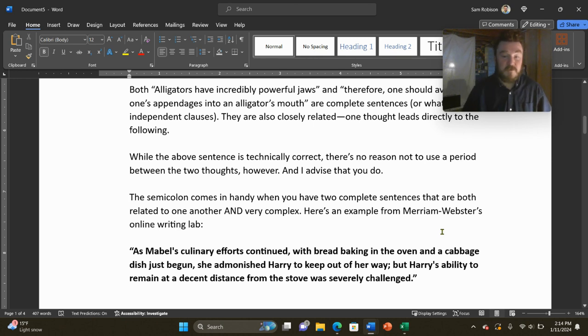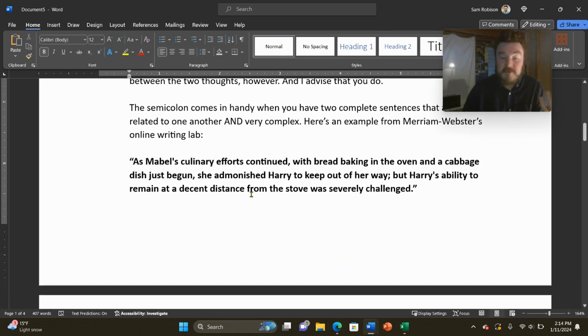Right? So here's an example from Merriam-Webster's Online Writing Lab. As Mabel's culinary efforts continued, with bread baking in the oven, a cabbage dish just begun, she admonished Harry to keep out of her way; but Harry's ability to remain at a decent distance from the stove was severely challenged, right? So we have the initial thought here, that's rendered in a complete sentence.